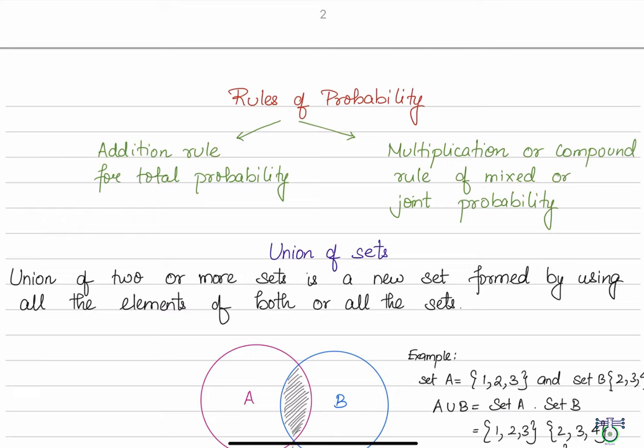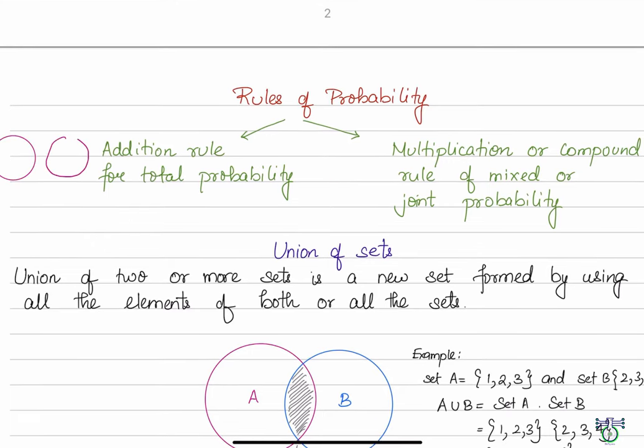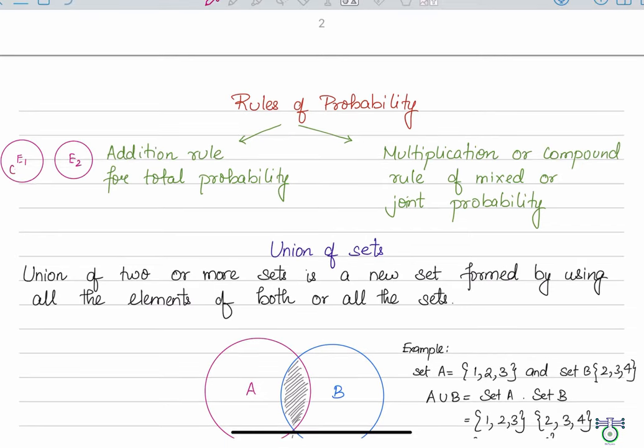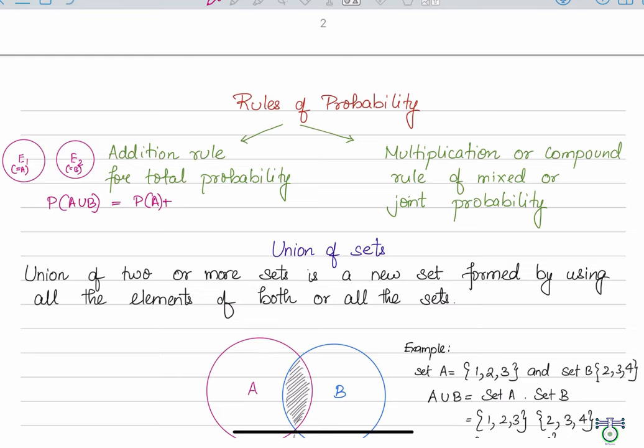Now let's understand the rules of probability better. First one is addition. The addition rule states that the probability of occurrence of either one of two mutually exclusive events is the sum of their individual probability. In other words, if A and B are two mutually exclusive events, then the probability of either A or B occurring is given by probability of A or B equals probability of A plus probability of B.